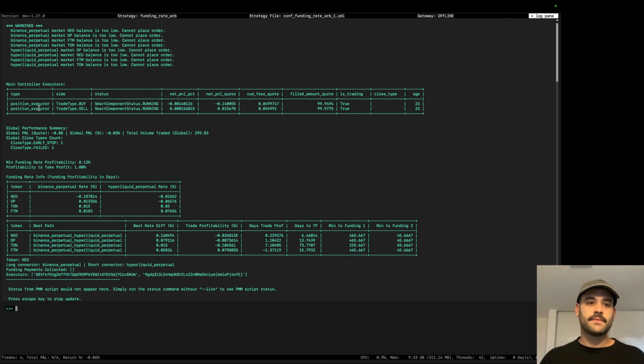And as you can see here, we have the two executors. This executor that is a buy and one that is a sell. We have the net P&L percentage for each, the cum fees in quote asset, and the filled amount that we have, and how many seconds this executor is up.